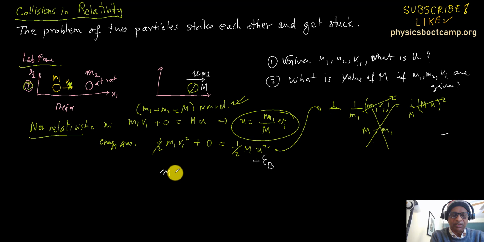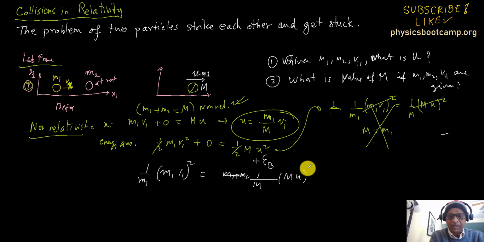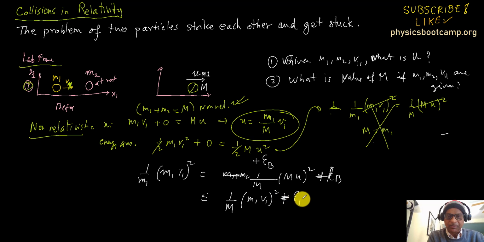So if you were to write this down, now it's consistent. You'll have M1 V1 squared, 1 over M1, and the other side will be 1 over M U squared. And so this we write down in terms of M1 V1 squared, plus binding energy. So you will have 1 over M1 V1 squared plus binding energy.